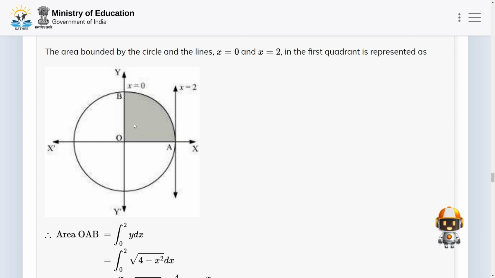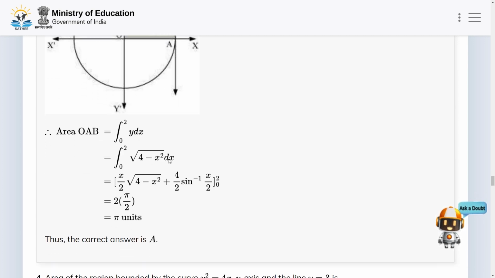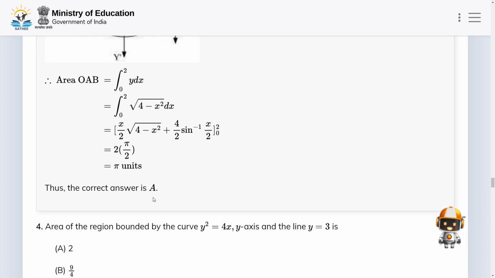Now the area bounded by all of these curves will be this. As you can see, this shows the 1/4 part of the total area of the circle. So by integration, it will be what? The limits going from 0 to 2. We are using the vertical strip: 0 to 2 y dx. Y will be root of 4 minus x square dx. This direct integration is nothing but x by 2 root 4 minus x square plus 4 by 2 sine inverse x by 2. Now apply your limits, the second fundamental theorem. You will get 2 multiplied by pi by 2, which means just pi units. This means option A will be your correct option.